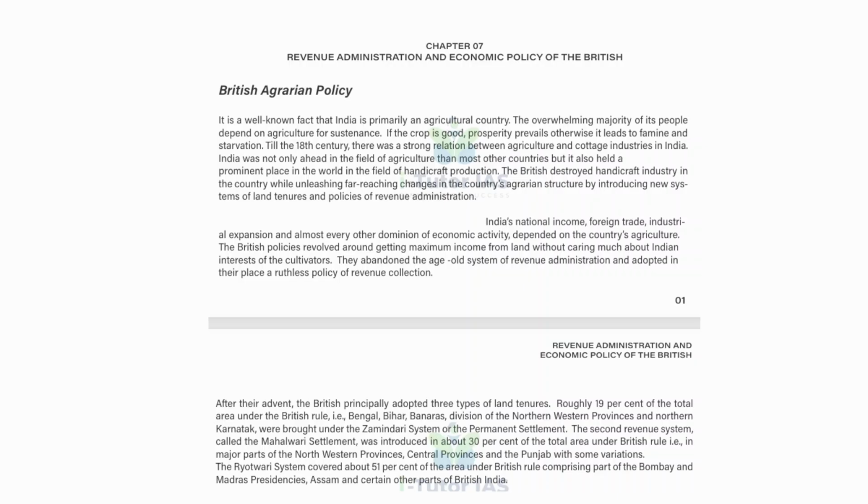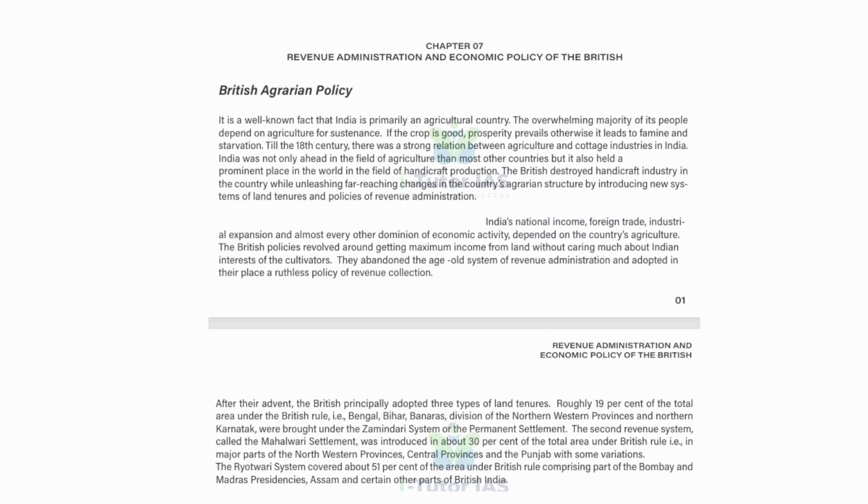indebtedness. Mahalwari system, 1822. It was introduced in the Northwestern Provinces and Punjab by Holt Mackenzie. The village is called Mahal, that's why it is the Mahalwari system. The village was treated as a unit, and the village headman was responsible for payment, which was revised periodically.